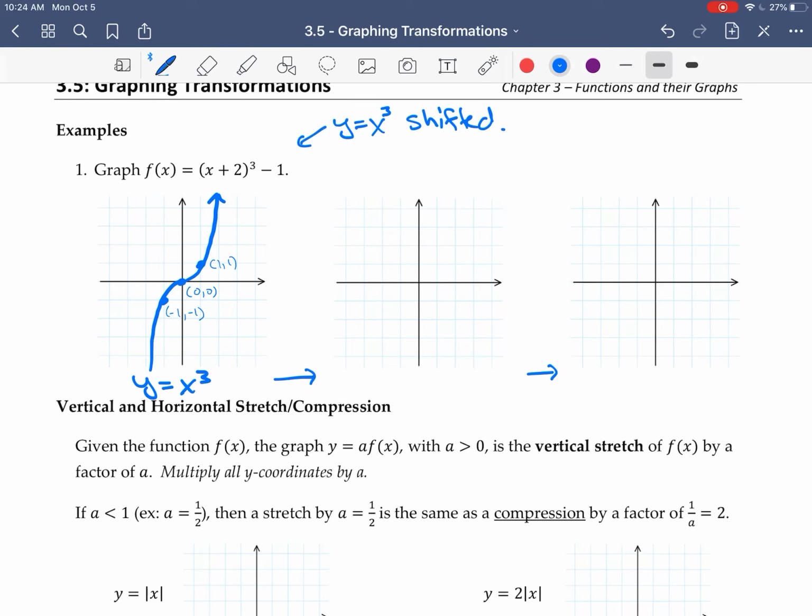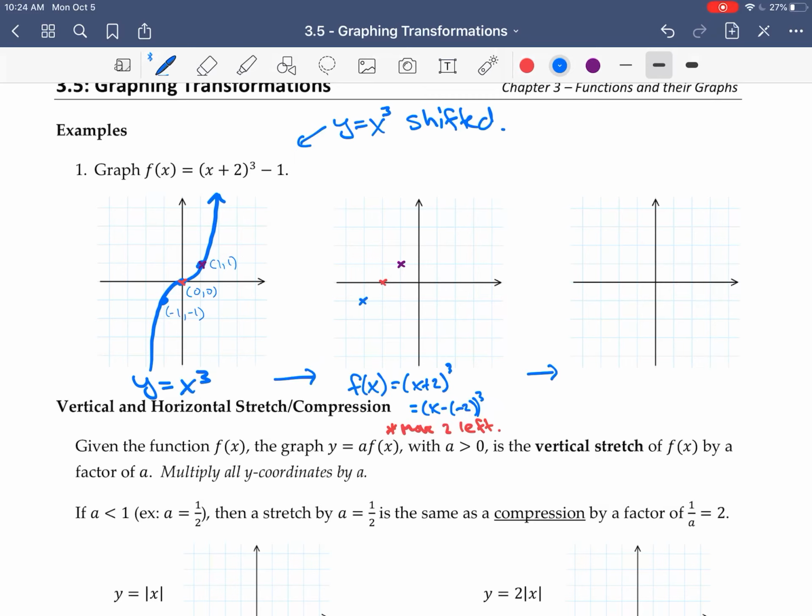Now I'm going to do the horizontal shift first. I want to graph over here f of x equals (x plus 2) cubed. Now this is x minus -2 cubed. When it's plus inside, we're going a negative distance, so this one is going to move 2 to the left. So this point, instead of being at (0, 0), is going to move 2 to the left. Instead of (1, 1), we're going to move 2 to the left.